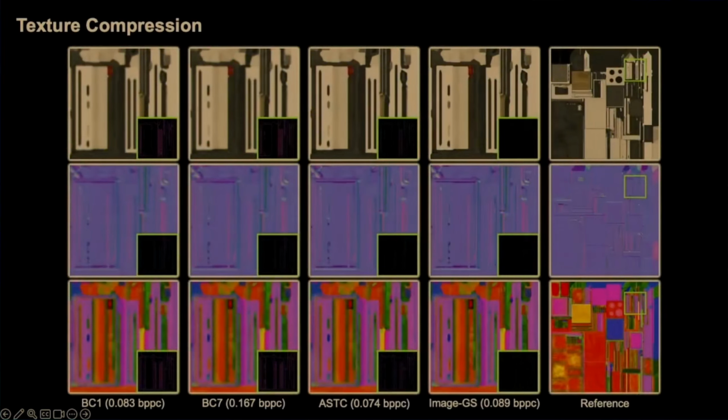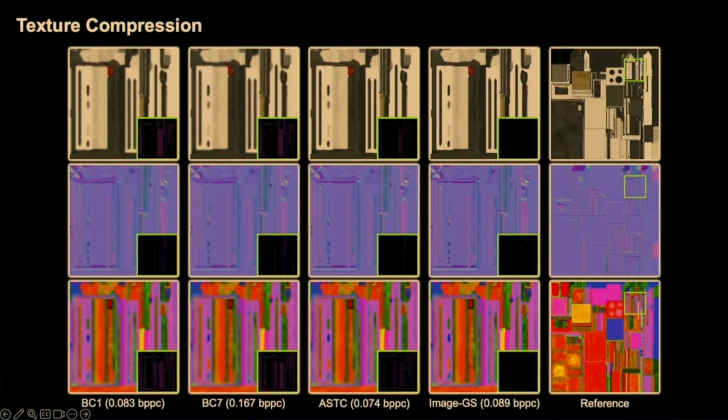For texture compression, we evaluated on 19 2K by 2K texture stacks, each with 9 channels, including diffuse color, normal, ambient occlusion, roughness, and metalness. ImageGS performs on par with or better than industry-standard GPU texture compressors, such as BC1, BC7, and ASTC.